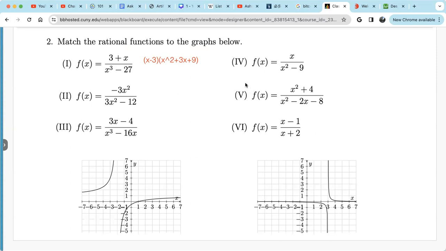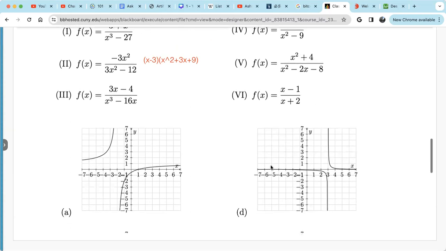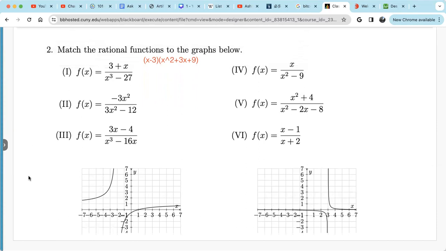Something similar is this 4. 4 has a denominator of x squared minus 9, but it has 2 asymptotes, at 3 and -3, right? So it's not 4. So D is 1. Let's write down D for the first one. Okay.